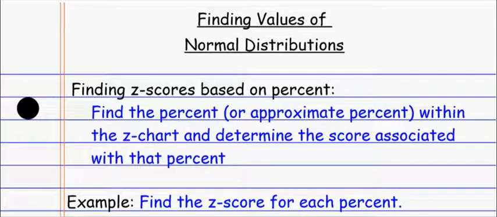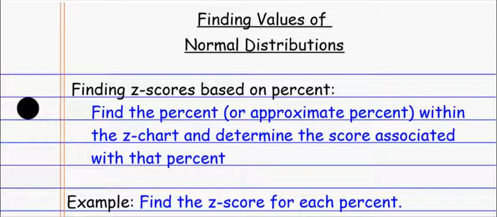Hi there. Today we're looking at finding values of normal distributions. And really what we're doing here is the reverse of what we've been doing. What we've been doing is we've been saying, hey, what's the percent or the probability less than or greater than this value? We would convert that value to a z-score. Then we would look that z-score up on our z-chart, and then we'd identify the percent or probability from there.